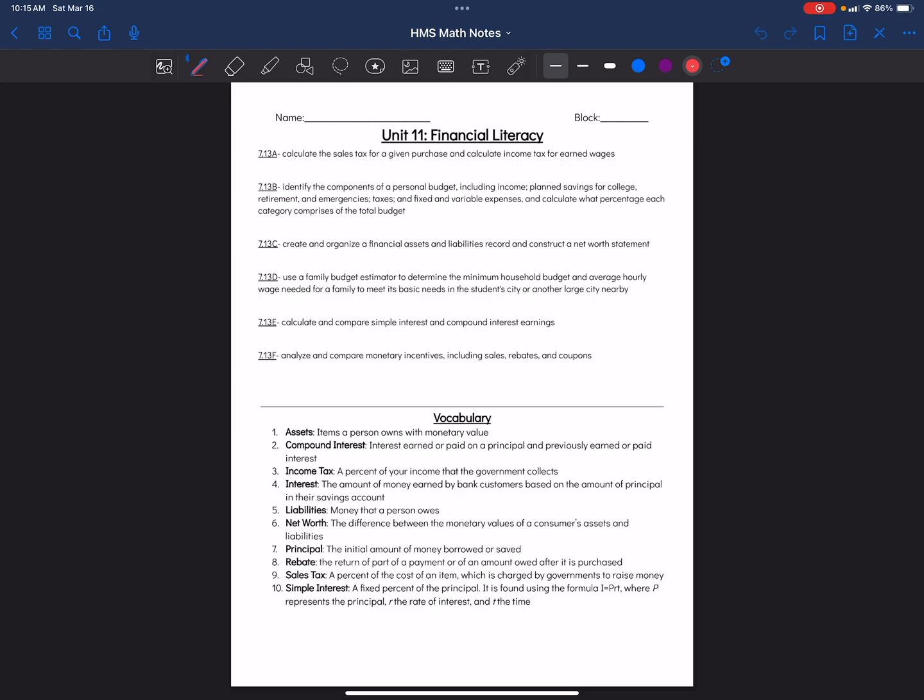I think it's the most applicable to life. However, maybe not right now when you're in 7th grade. But it is good to understand the words and the vocabulary so that when you talk about these things later on with your parents and older siblings and friends, you'll know what they're saying and maybe even learn from it. So let's just get into it.